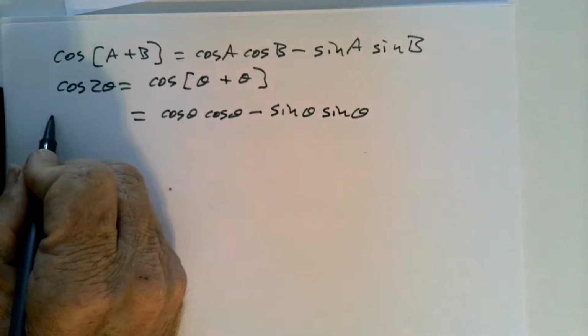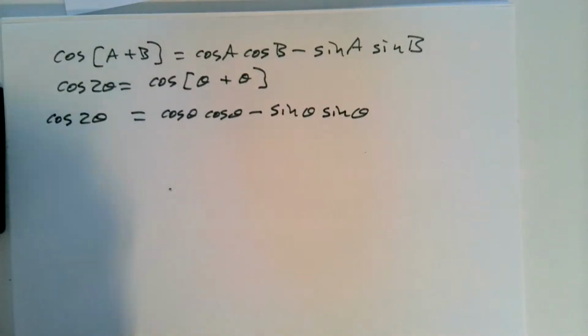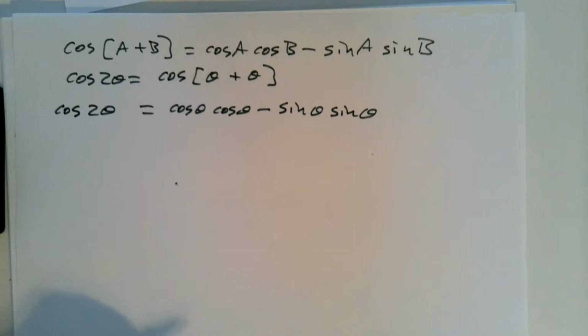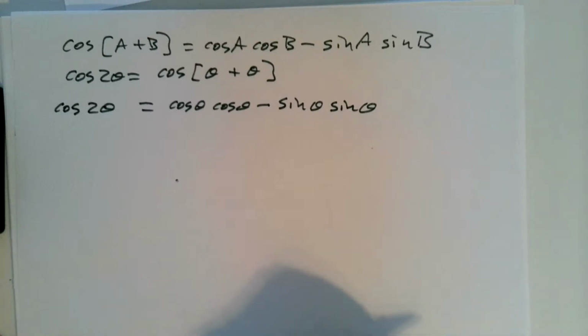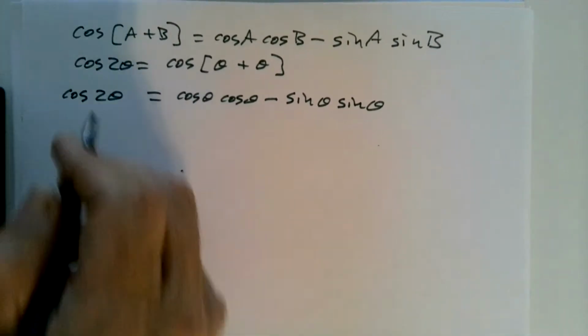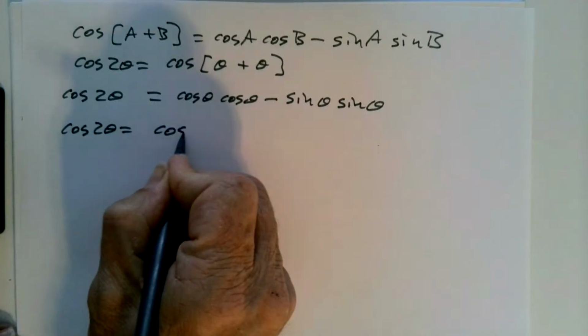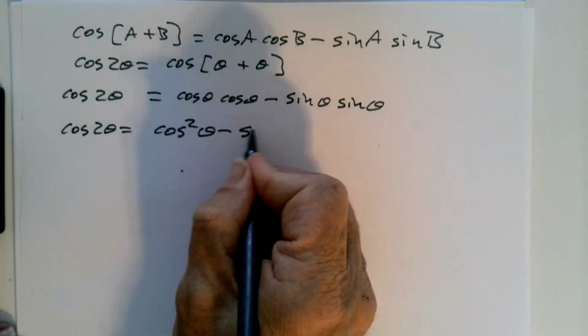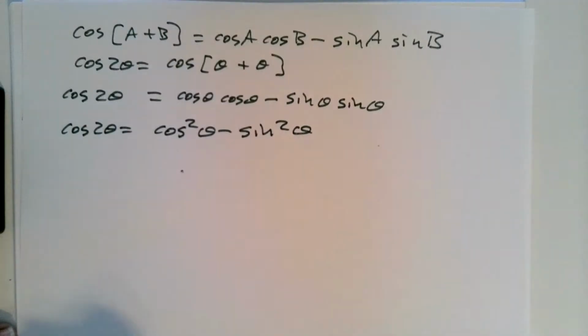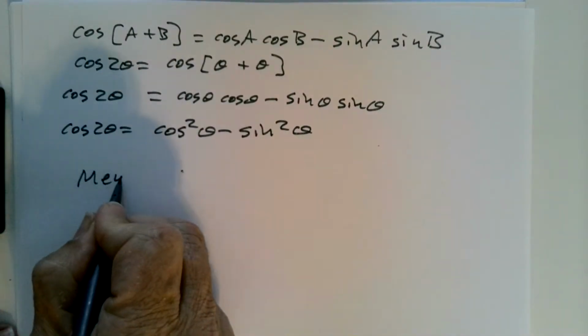And isn't this interesting? So cosine of 2 theta is cos theta cos theta minus sine theta sine theta, which we can rewrite as cos of 2 theta is cos squared theta minus sine squared theta. So again, memorize this.